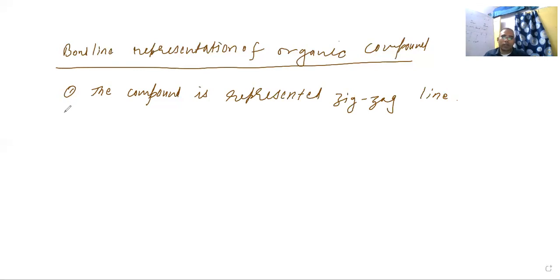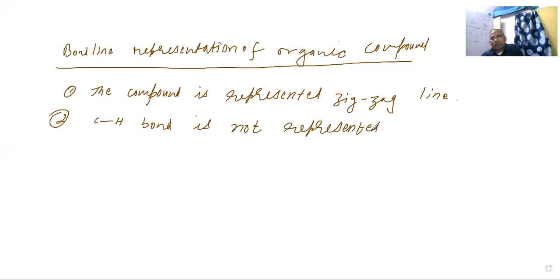Now the second one: whatever the C-H bonds are there, the C-H bond is not represented. That is the point we have to keep in mind. C-H bond is not supposed to be represented, friend. So let us try to understand an example.